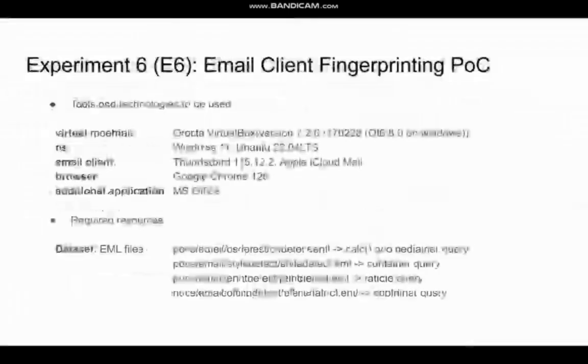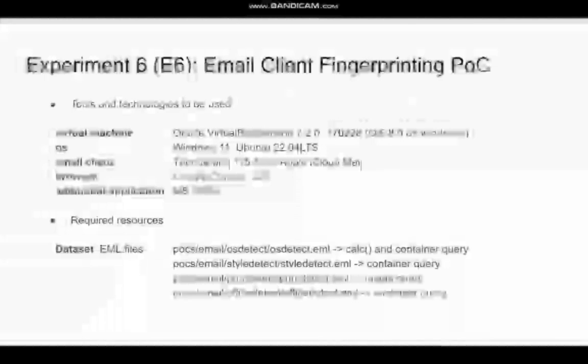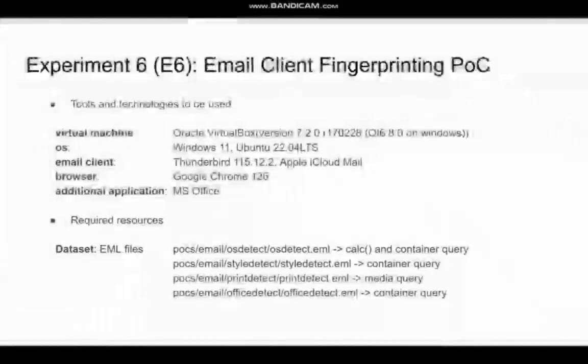Tools and technologies to be used are as follows. Oracle VirtualBox as virtual machine, Windows 11 and Ubuntu 22.04 LTS as OS, Thunderbird 150.15.12.2 and Apple iCloud Mail as email client, Google Chrome 126 as browser, and MS Office as additional application. Required resources are datasets, which are email files that contain calc expression or container query or media query.